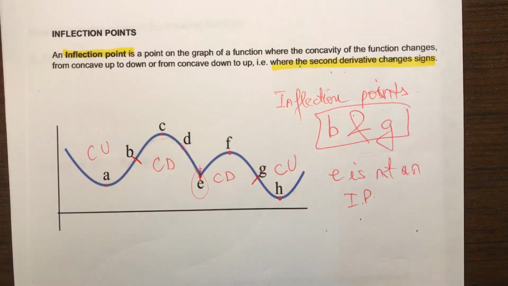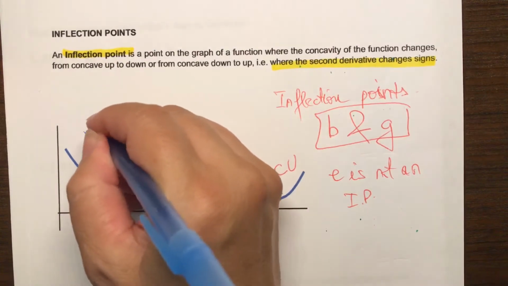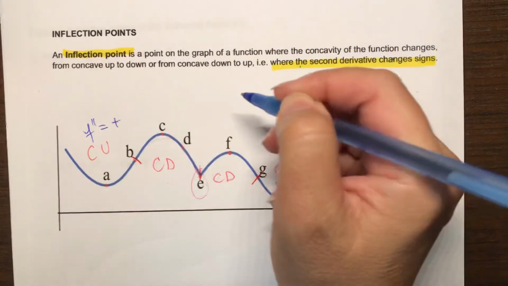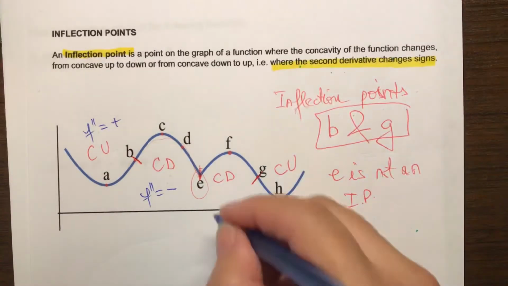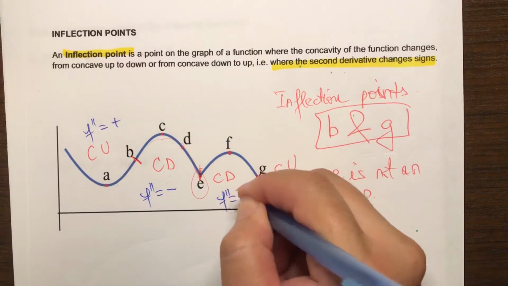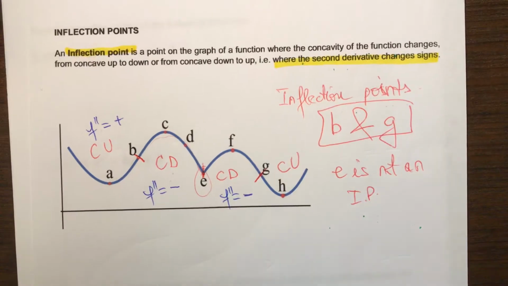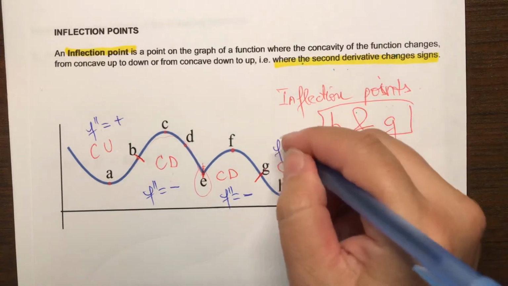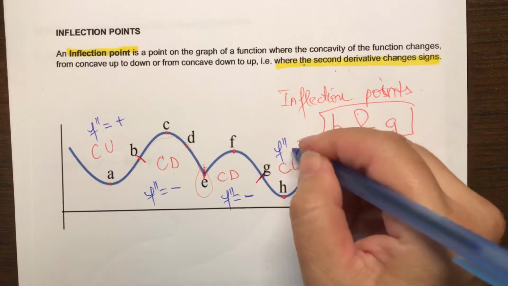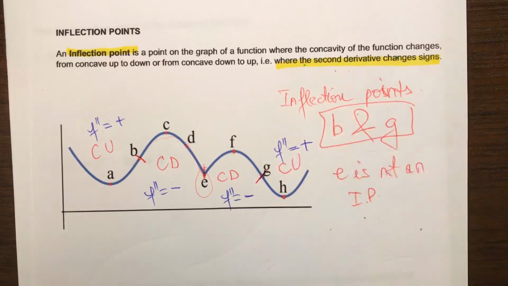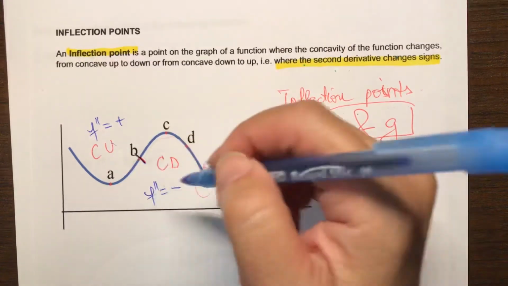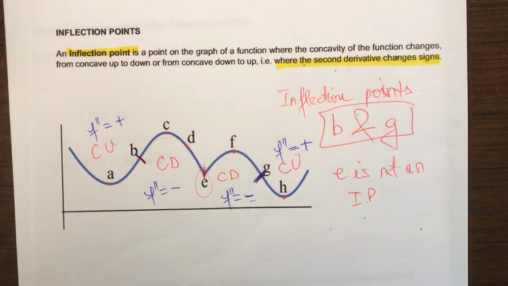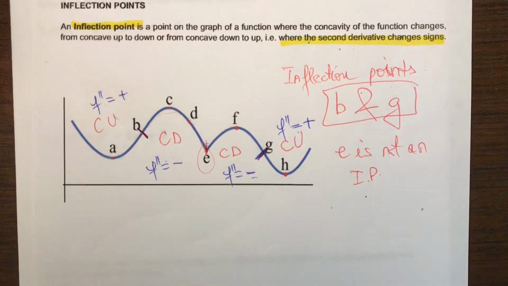So what is the sign of the second derivative? The second derivative here is a positive smiley face. The second derivative here is a negative sad face. The second derivative here is a negative sad face. From here on out, the second derivative is positive. So it changed from plus to minus and minus to plus at B and G. Okay?